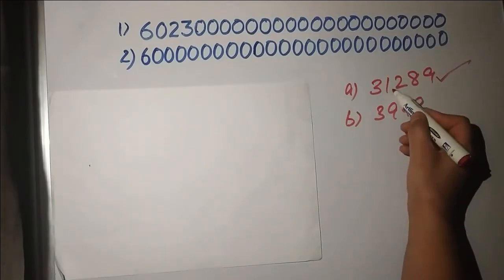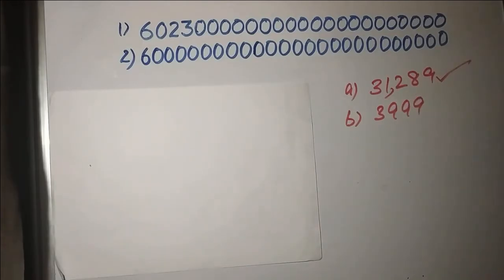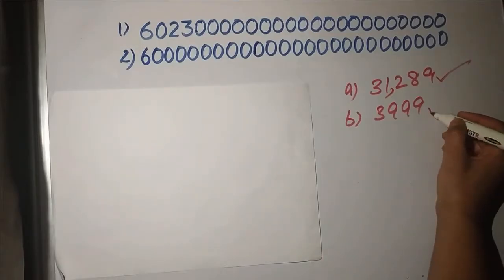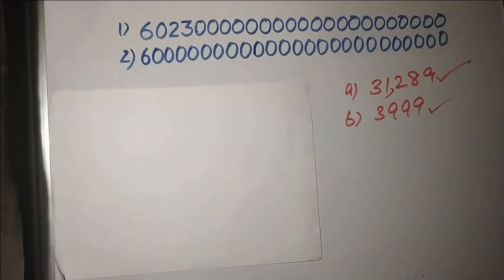5 digits means it is still 31,000 till 10,000 place. And this is a 4-digit number. However big may be the digits, but it is a 4-digit number. That means it's 3,999 at most. Okay, so which one is bigger? This one is bigger and this one is smaller.